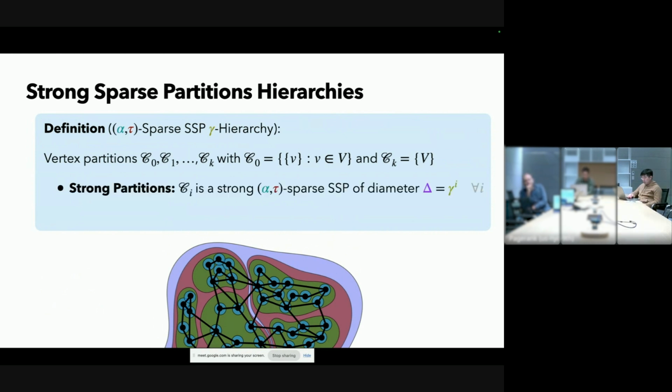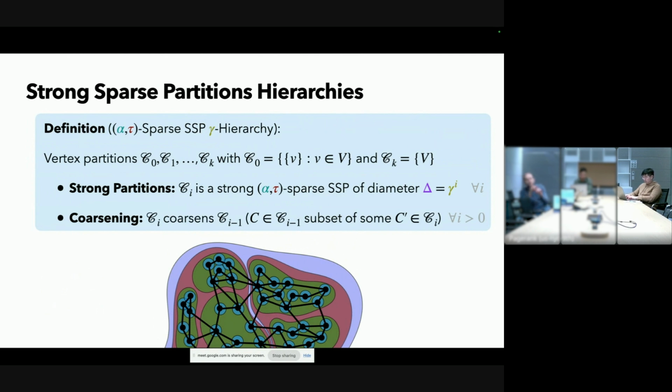Each of these partitions is supposed to be one of these strong sparse partitions, namely a strong sparse partition with these sparsity parameters alpha and tau, which are inherited from the hierarchy, and now their diameter is gamma to the i. So again, as you go up one level in this hierarchy, your diameter will increase by a multiplicative gamma. And each of these is supposed to coarsen the last. So the way that you form a part in the ith level of the hierarchy is you take a bunch of parts from the i-1 level of the hierarchy and you union them together.